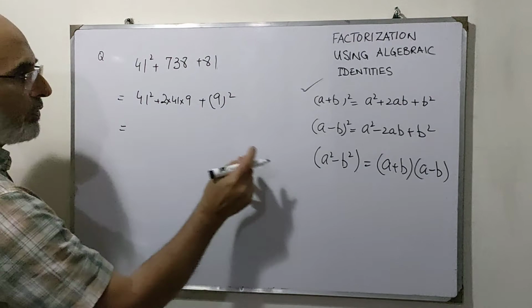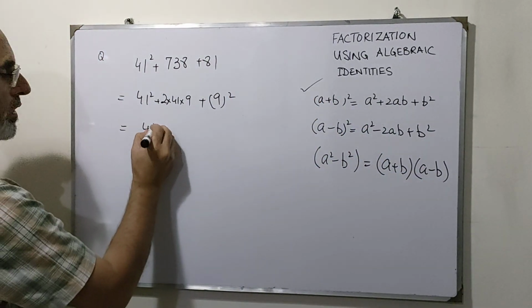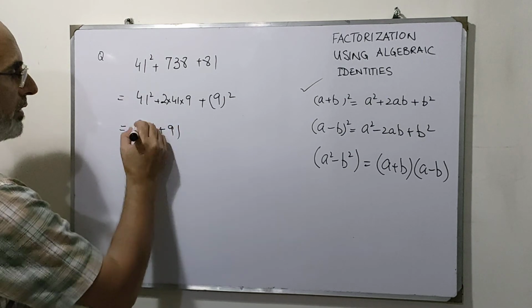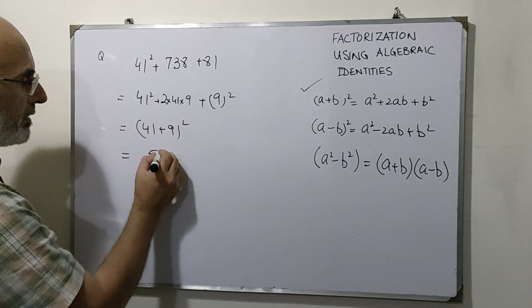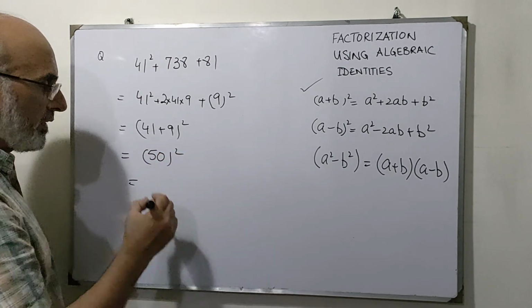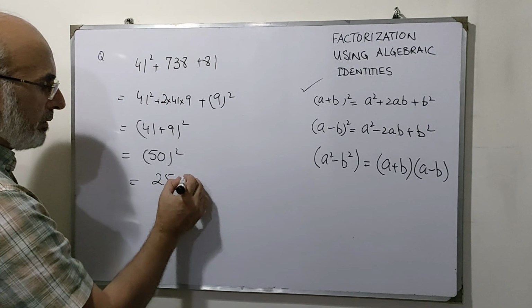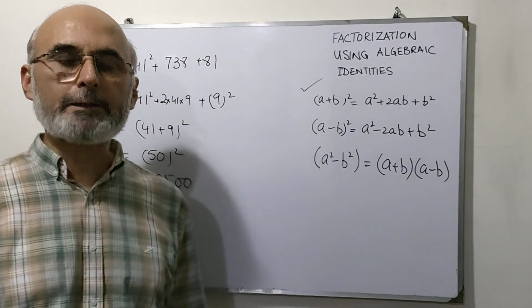Okay, so what are we going to do? We have this 41 plus 9 whole square. And 41 plus 9 is 50 whole square. And it is pretty easy to square 50, which is 25 double 0. So we have evaluated this by using identity.